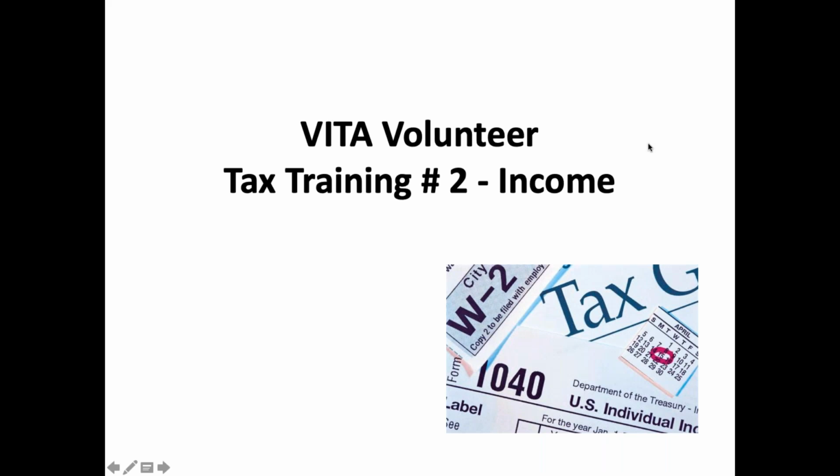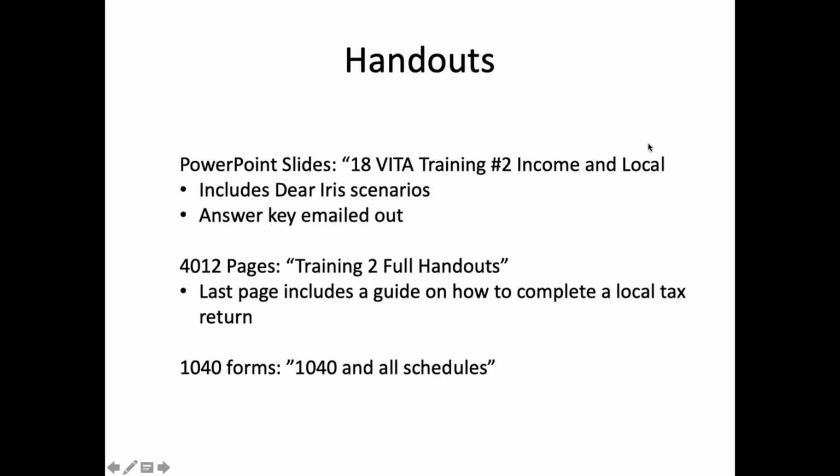Before we jump in, just want to go over the handouts that do accompany this training. In the email that you received, which had the link to this video, there were some handouts. The first is going to be the PowerPoint slides where you can follow along here. The title of that attachment is 18 VITA Training Number 2. And in the PowerPoint slides, you're also going to find the Dear Iris scenarios that we reference a little bit later on. And an answer key for those will also be emailed out.